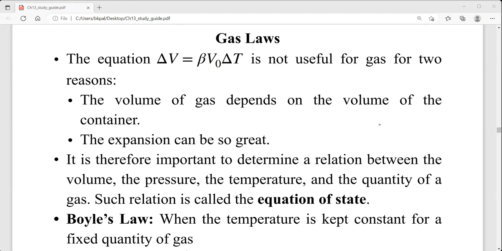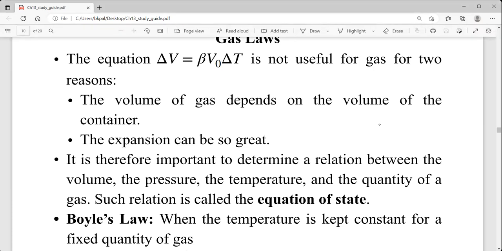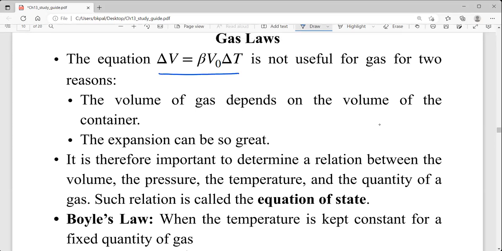You remember that an object expands when the temperature increases and contracts when the temperature decreases. And this equation you already saw in the last lecture, and we used it to explain the volume expansion or the volume contraction. Now, when we deal with gas, this equation is not very useful. It is not useful for two reasons. The first one is this one.